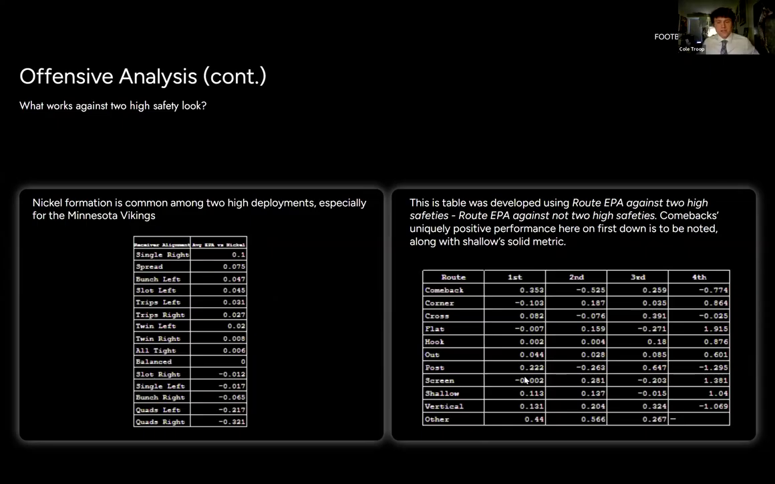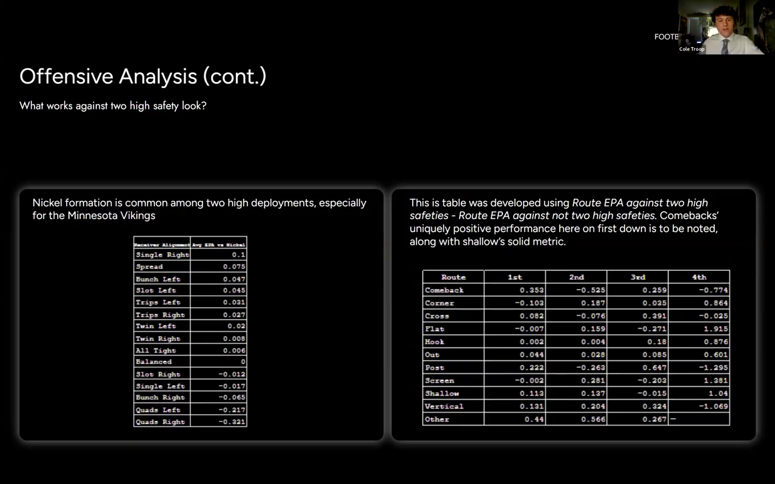Totally. And to add on top of that, this is sort of bleeding into our part 3 because we know we're going against the Vikings, and the Vikings had a crazy high nickel personnel rate. And it's also true that most two-high safeties are very easy to come out with nickel personnel. So it's an important stat to look at EPA against nickel.